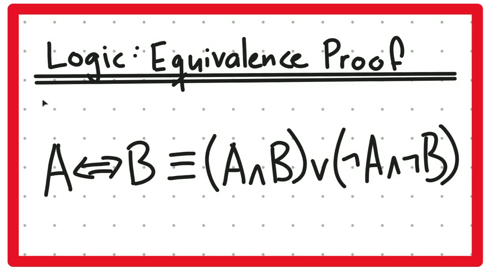In this video, we're going to prove the equivalence principle in logic of mathematics. It states that A is equivalent to B, which is congruent, or just saying the same thing as saying, A and B, or not A and not B. Now, I want to prove this to you guys using something called a table in order to prove this formula. So let's just dive right in.